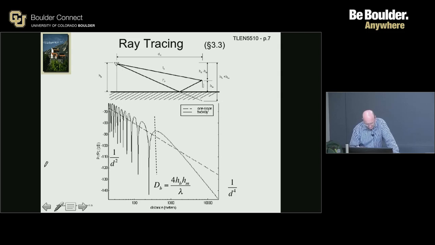And of course, how do you calculate L0? Very simple, Pythagorean theorem, right? L0 squared equals d0 squared plus this little distance squared. And what's that? The height of the base minus the height of the mobile. So that's what happens if you ignore everything but that one ray. If you do plot that, you get the so-called one-slope model. If you plot the power received divided by the power transmitted, you see it decays in 1 over d squared.